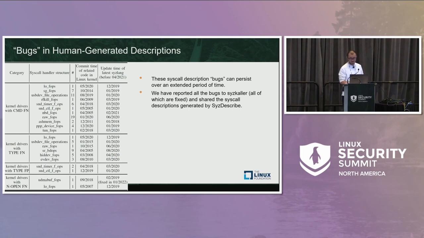And we also find that only one of those bugs is eventually fixed in January 2022, before we started to report them. And this analysis shows that those Syscall description bugs can persist over some time. And so far, we have reported all the bugs to Syscaller and all of which are fixed. And we also shared our generated Syscall description with them.